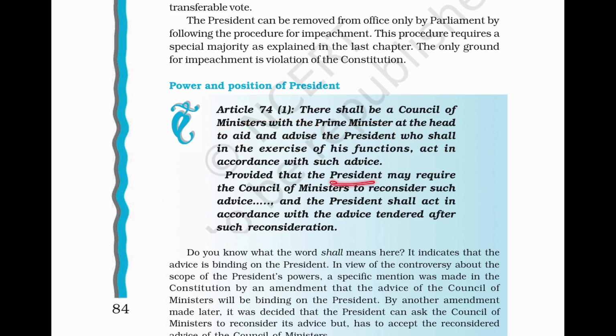So even if the president wants, he or she can ask the council of ministers, please reconsider your advice, but after one reconsideration, if the advice remains the same by the council of ministers, president is bound to accept it. Okay, so therefore in reality the power lies with whom? This council of ministers, which is headed by the prime minister.